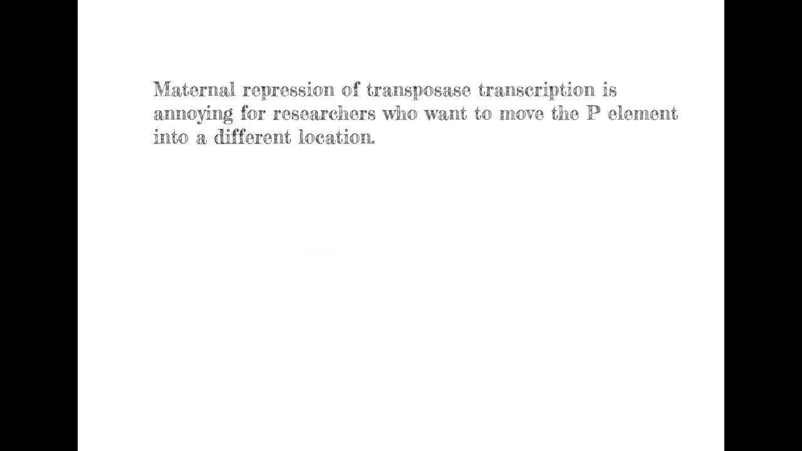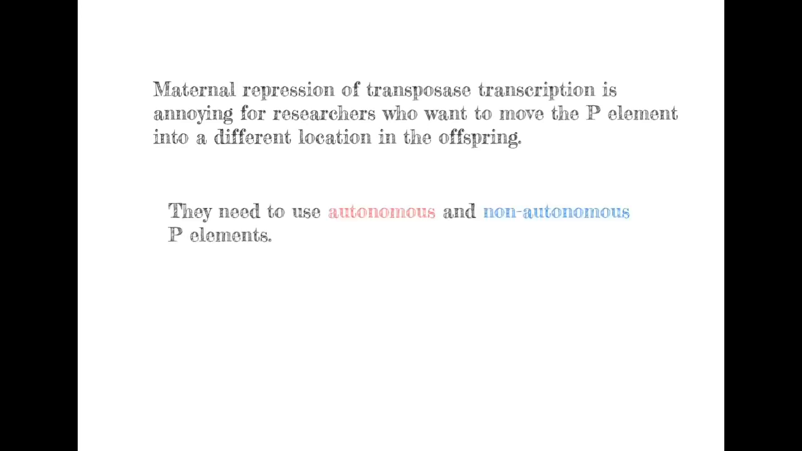As a researcher, you may want the P element in the offspring to jump into a different location than where it was present in the parent lines. So you could probably find the maternal repression of transposase annoying in order to accomplish this goal. In order to work around this, researchers use two different lines of P elements, autonomous versus non-autonomous, in the parental lines. Let's first review the difference between the two before we look at which one is going to be in which parent.